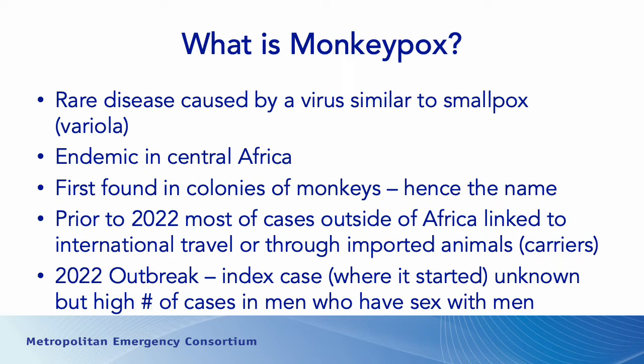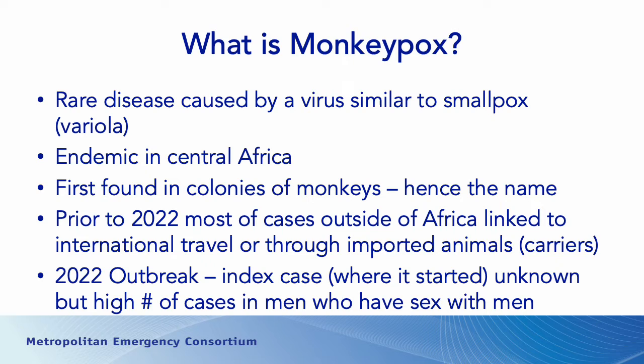Monkeypox is endemic in Central Africa, meaning it's there. So most cases of monkeypox that we hear about or that are known occur in Central Africa. And it's actually called monkeypox because it was first found in colonies of monkeys, hence the name. But it's not really clear where the native reservoir of this virus is. We know we find it in monkeys, we can find it in other animals coming out of Central Africa, but we don't know where it's naturally stored or where the reservoir of this virus is.